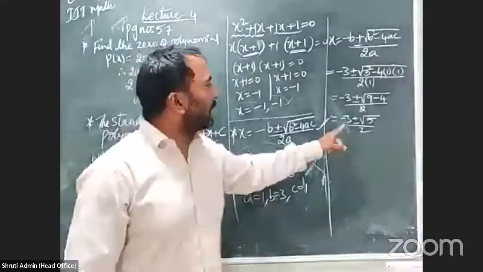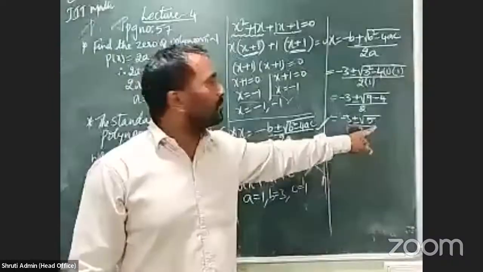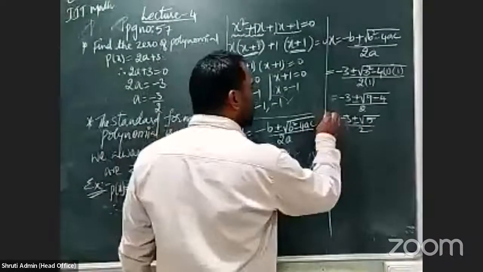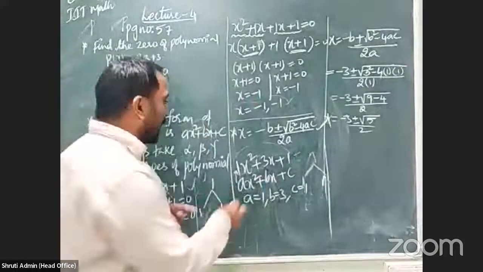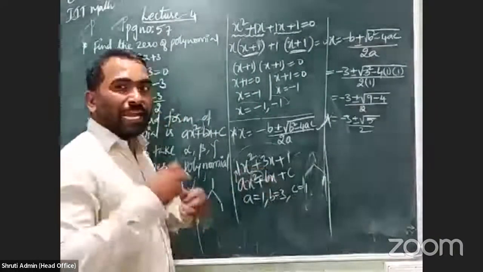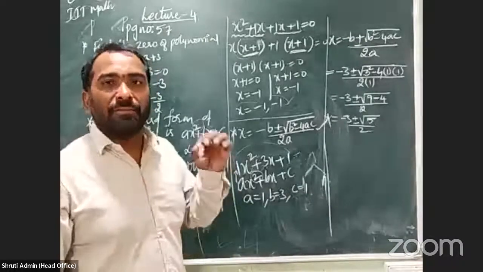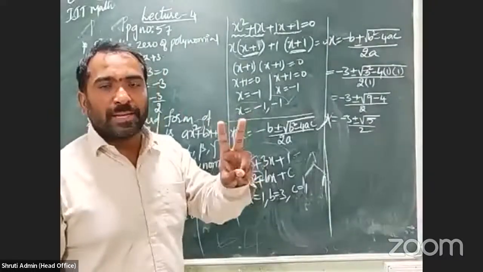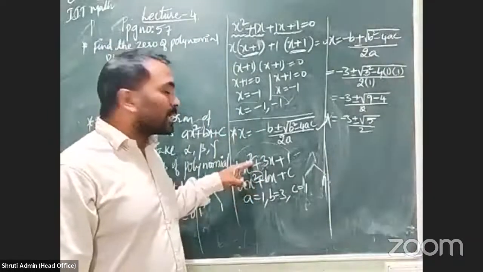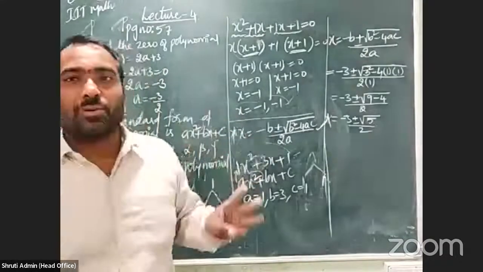So here x is equal to minus 3 plus or minus root 5, by 2. We need to get 2 zeros because the highest degree here is 2. The number of zeros depends upon the highest degree of the given polynomial. Here the highest degree is 2, so 2 zeros we will get. Suppose the highest degree of the given polynomial is 3, then 3 zeros will exist.